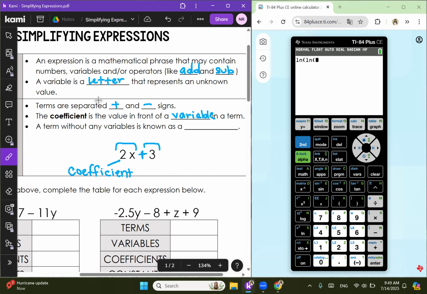Okay. Now we know that that letter is called a variable. It can be any other letter. It can be X, Y, Z, anything like that. Now, when you have a term without any variables, or you have just a number by itself, that one's called your constant.